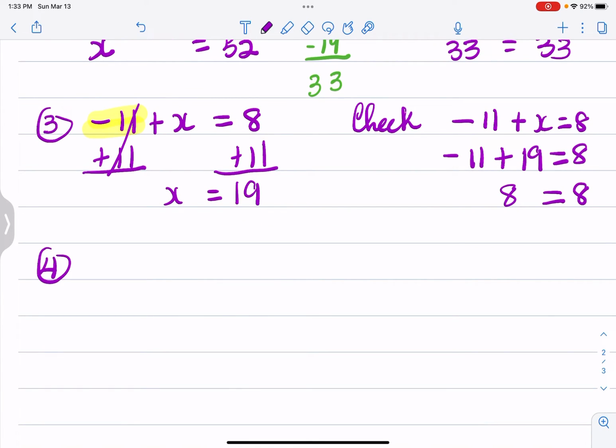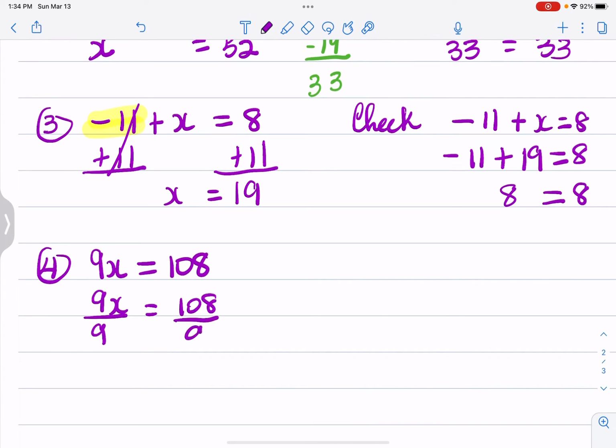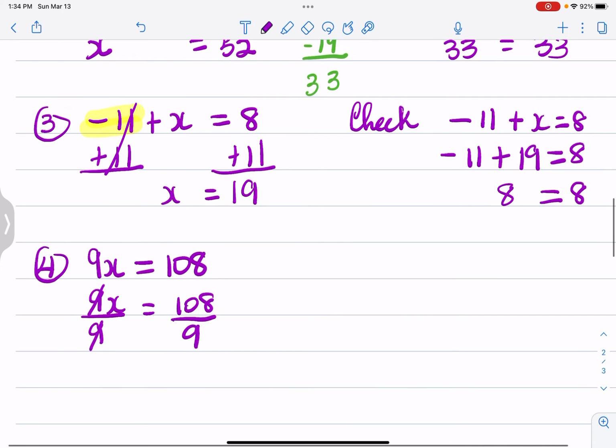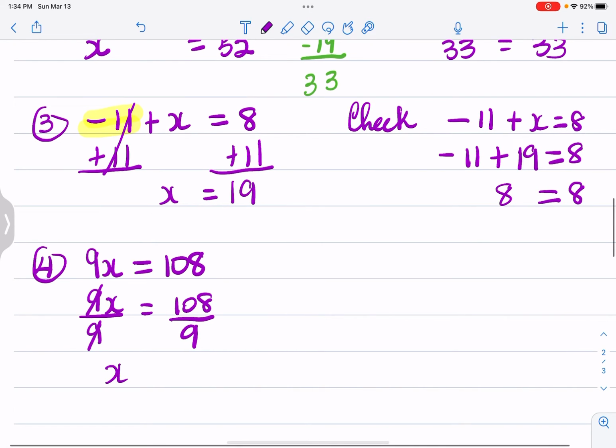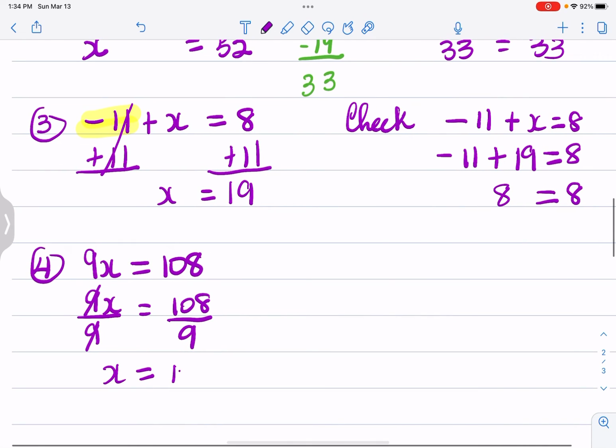Another example. Let's look at a multiplication example this time. 9x is equal to 108. It's my original problem. 9x means 9 multiply x. The opposite or the inverse of a multiplication is division. So I'm going to divide by 9 actually on both sides. 9 divided by 9 is 1. We don't say 1x. X by itself is 1x. So we just write x. And 108 divided by 9 is 12.